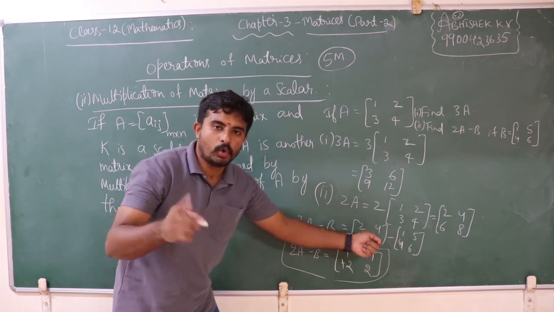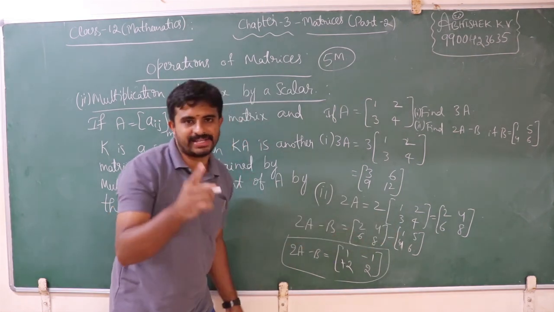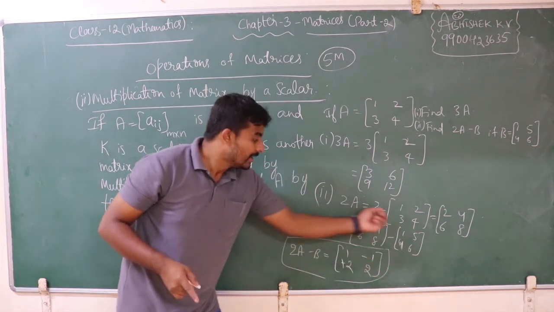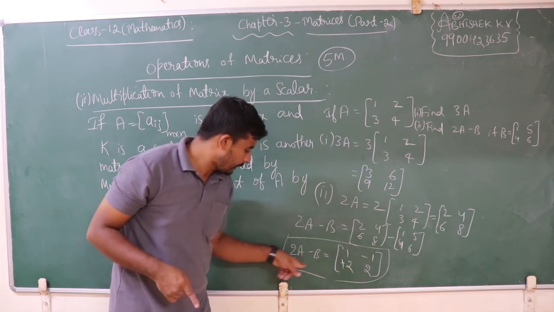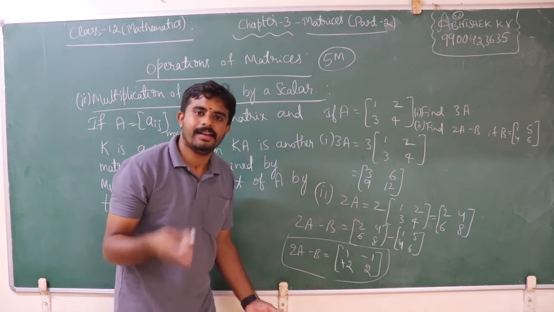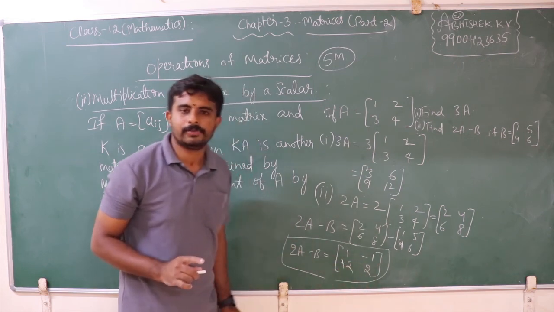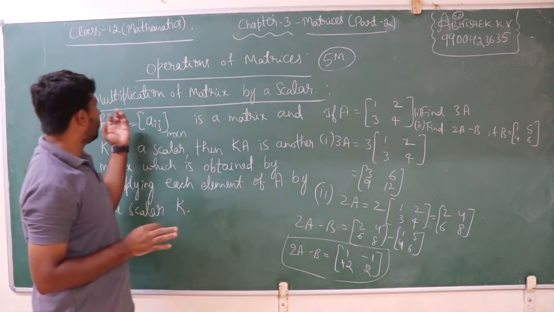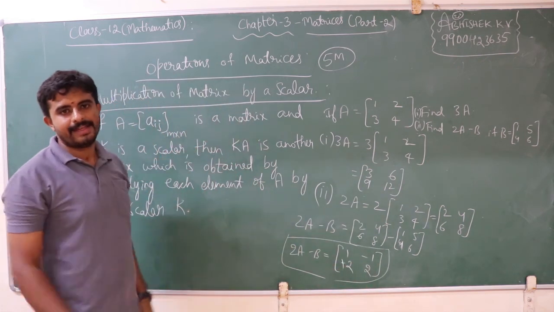This can be obtained only if both matrices have the same order. This is 2 by 2, this is 2 by 2. The resulting matrix should be of the same order, that is 2 by 2. I hope you are getting this. This is about matrix multiplication by a scalar.